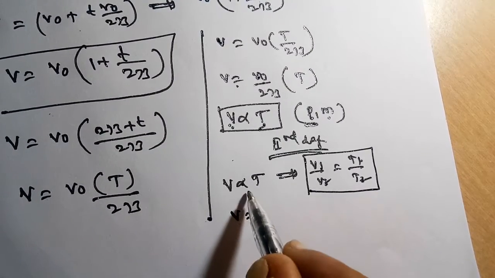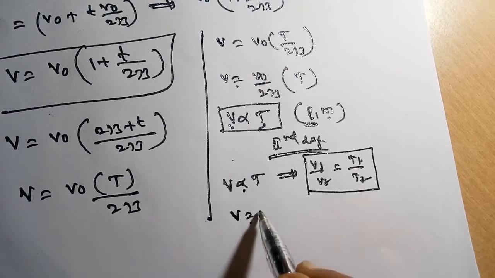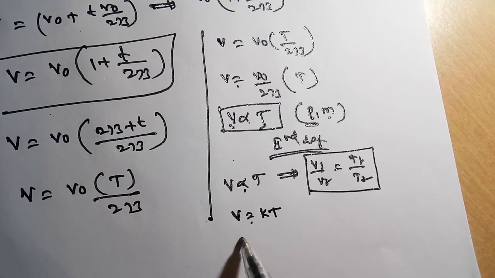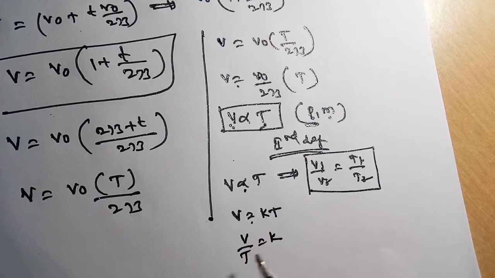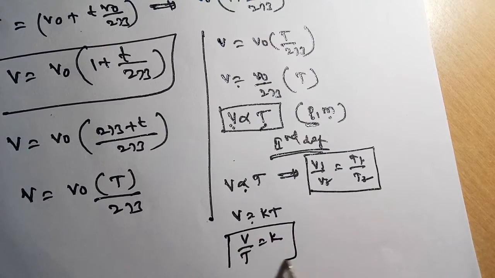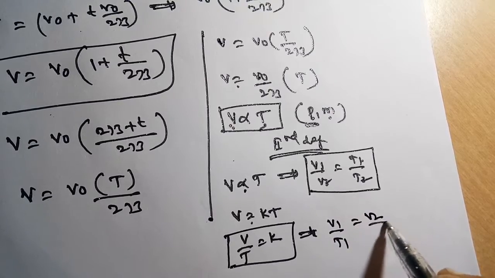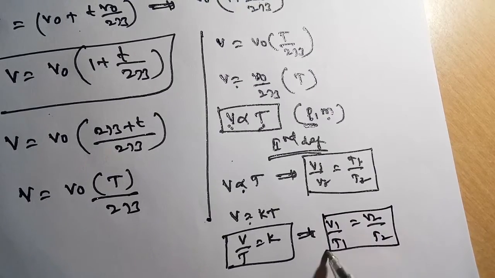Now if we remove the proportional symbol, we should place a constant: V is equal to KT. Taking T to this side, V by T is equal to a constant. So from this we can write V1 by T1 is equal to V2 by T2.